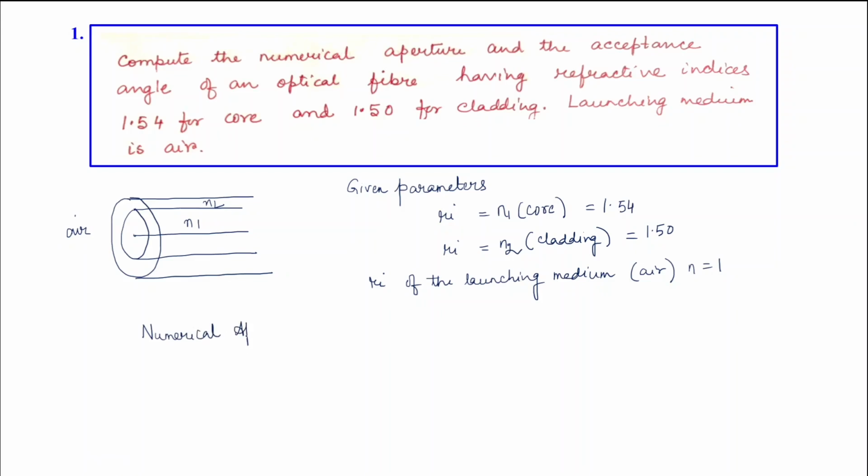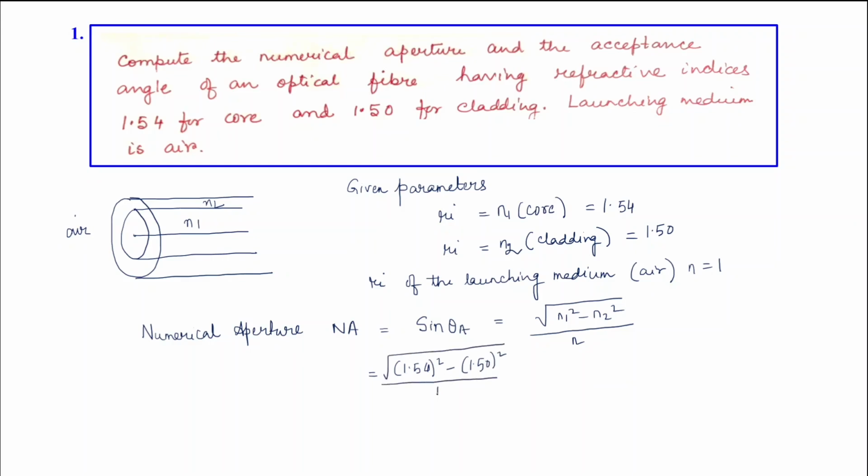Now the numerical aperture which we need to find out, NA, is sine theta a, which is root over of n1 square minus n2 square divided by n. N1 square is 1.54 square and N2 is 1.50 square divided by 1. So the answer is 0.3487, which is equal to 0.35.